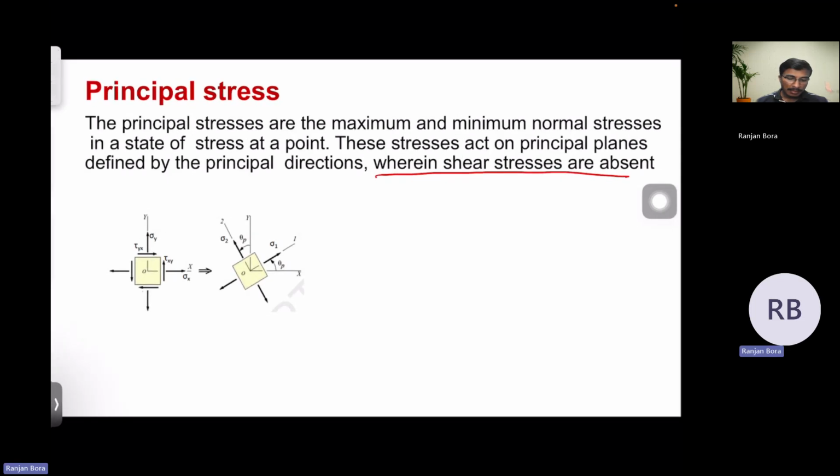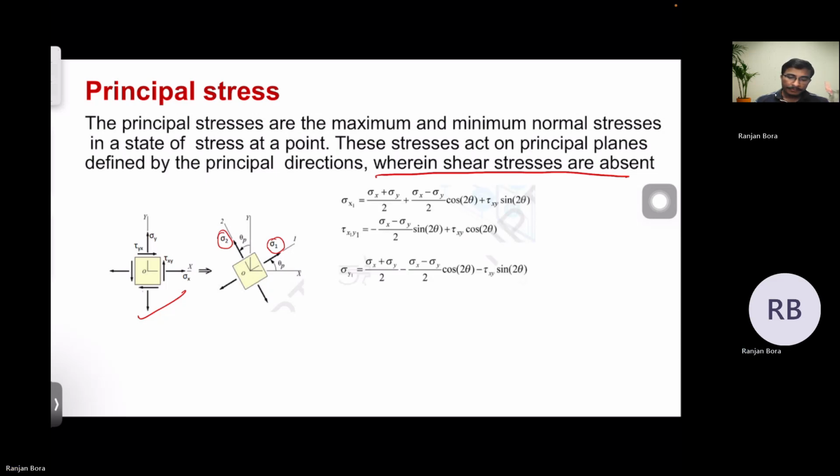So you can see this figure. This is the state of stress for a two-dimensional element. Now let us say that at an angle theta p from the x direction, in this new coordinate system of 1 and 2, sigma 1 represents the principal stress and sigma 2 represents the principal stress. So how do we find the values for these principal stresses?